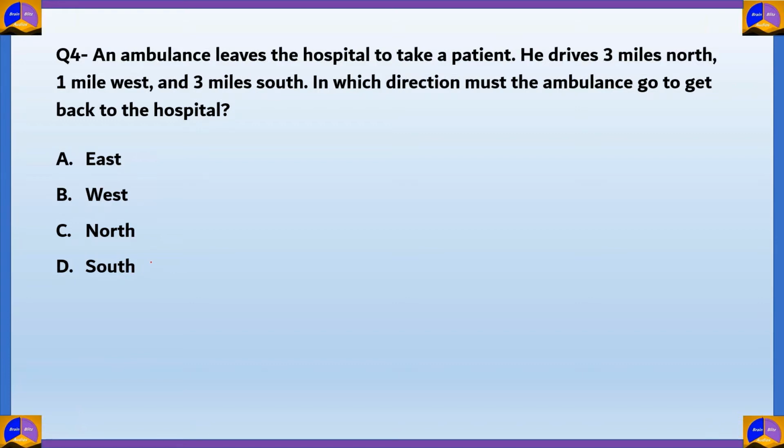Let's draw the direction diagram for this question. So, this will be the ambulance. And first, he drives 3 miles north. So, north means upwards. This will be 3 miles. And after driving 3 miles north, the ambulance will be over here. And then the ambulance travels 1 mile west. Now, west means to the left direction. So, 1 mile. And then 3 miles south. Now, south means to the downward direction, which will be equal to here.